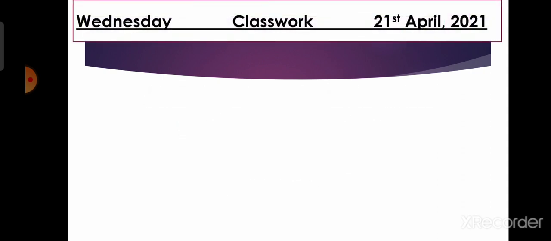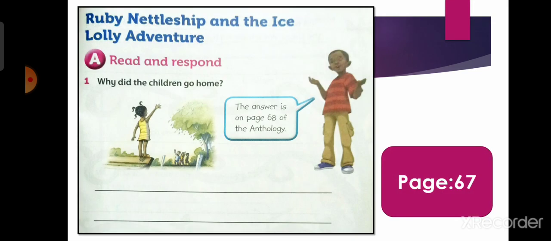First of all, you will get the page ready. Today it is Wednesday, 21st April 2021. In the middle, you will write classwork. And don't forget the capital letters, because Wednesday and April are proper nouns and they will begin with a capital letter. Hurry up. Very nice. After writing day, date and classwork, come to question number one.